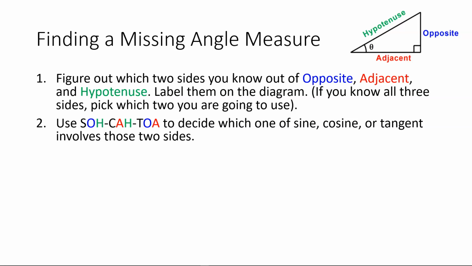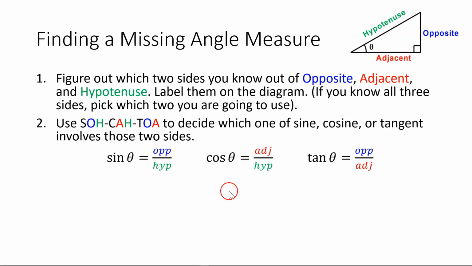Then you're going to decide whether to use sine, cosine, or tangent. So look at which sides you have labeled. If you know the opposite and the hypotenuse, use sine. If you know adjacent and hypotenuse, use cosine. If you know opposite and adjacent, use tangent. So use SOHCAHTOA to help you remember and to pick which one of those to use.